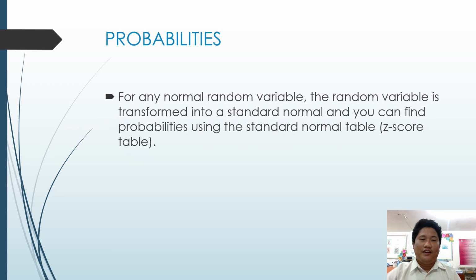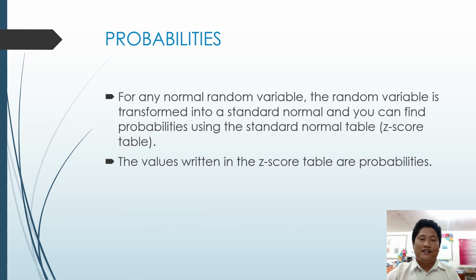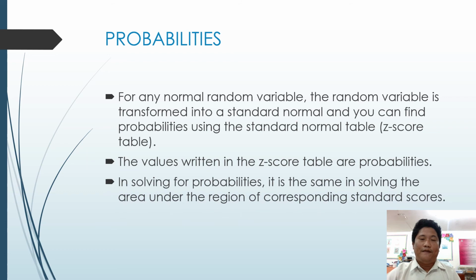Probabilities. For any normal random variable, the random variable is transformed into a standard normal, and you can find probabilities using the standard normal table or the z-score table. The values written in the z-score table are all probabilities. In solving the probabilities, it is the same as solving the area under the region of corresponding standard scores, meaning we'll use the 5 conditions. Again, we'll use the 5 conditions. So we'll use the given z-score table.